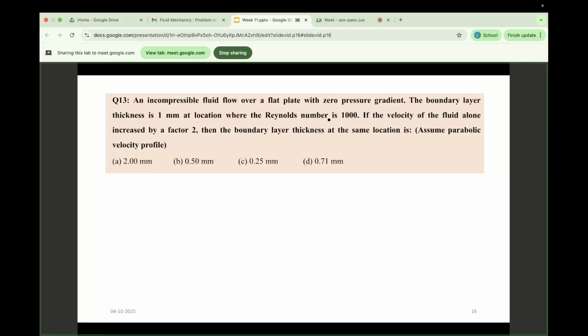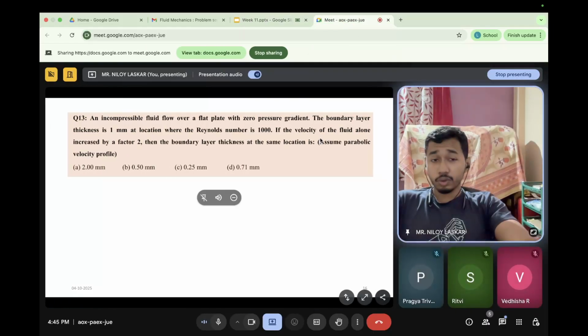It's another theoretical numerical question. It is also the same as this one, but here the concept is a little bit different from the previous one. So please try to answer this one. Again, I am giving you 2 minutes for this one.